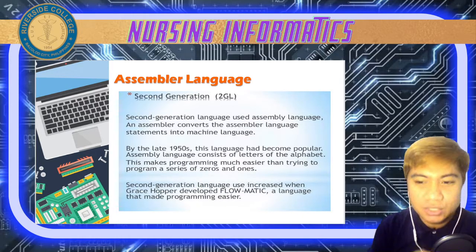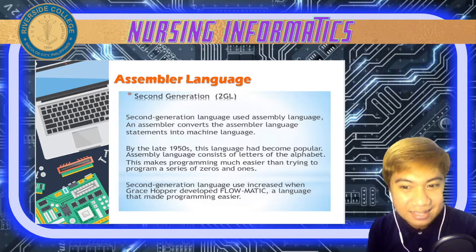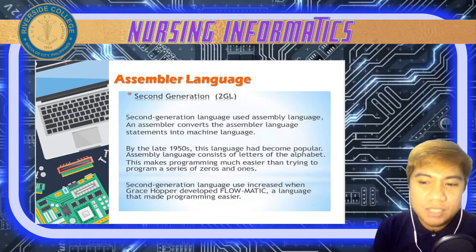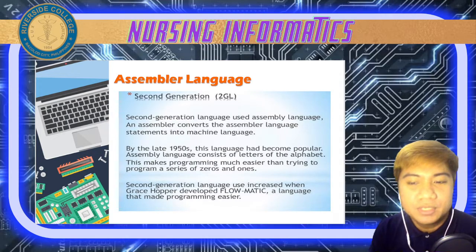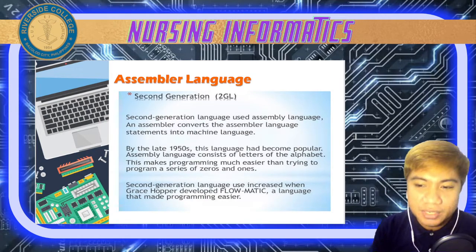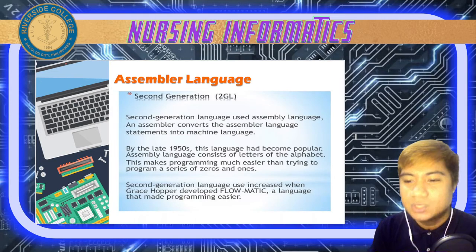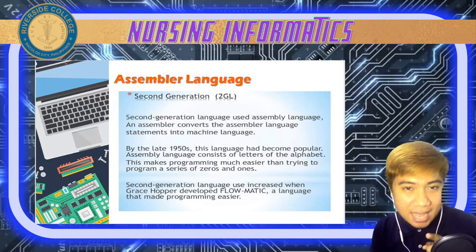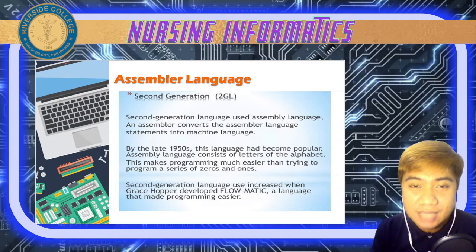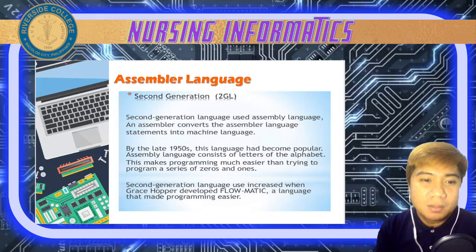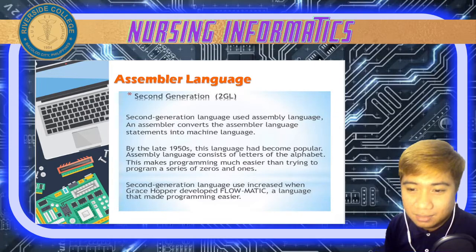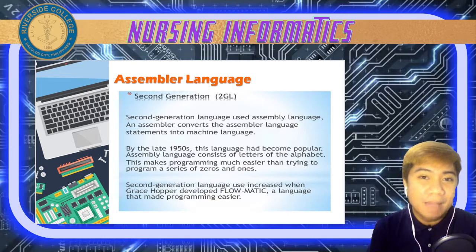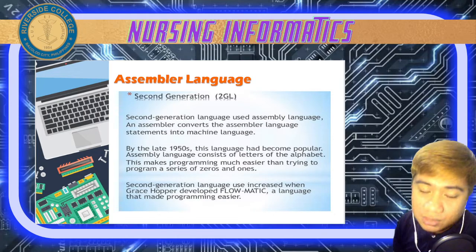So assembly language consists of the letters of the alphabet na. Kagina, 0 and 1 lang, subong may alphabets na. So this makes the program much easier than trying to program your zeros and ones. And your 2GL use increased language when the Grace Hopper developed your Flowmatic. So remember in the history a while ago regarding Grace Hopper, no? She was the mother of computing nga ginatawag kagina. So she developed the Flowmatic, wherein this is a language that made programming easier. From numbers, it includes now your alphabets.